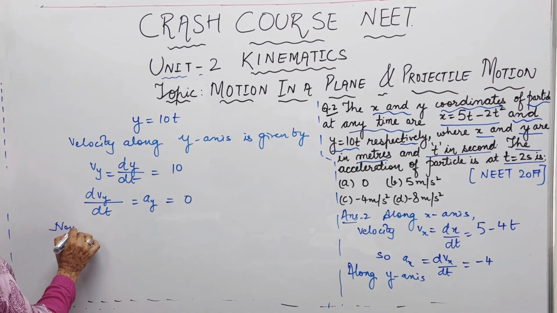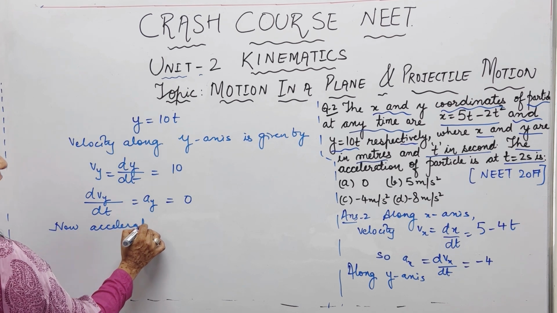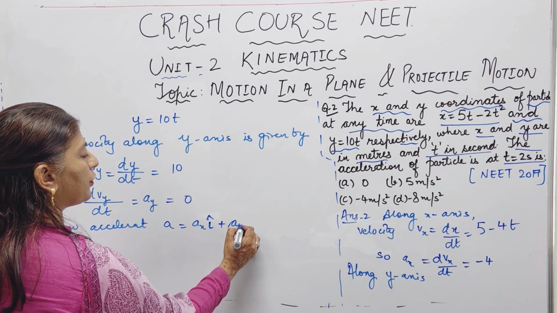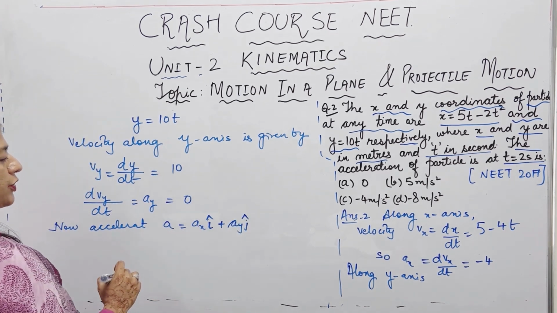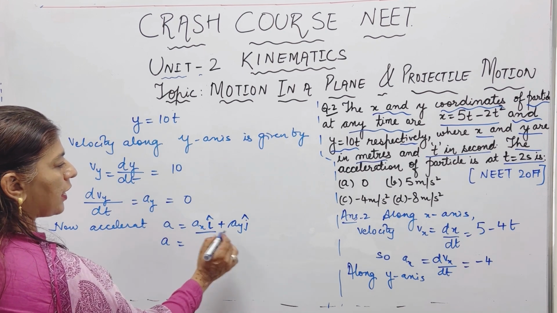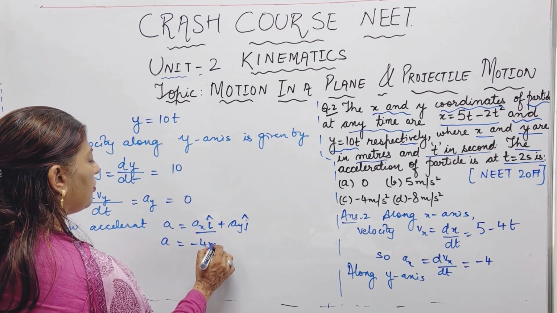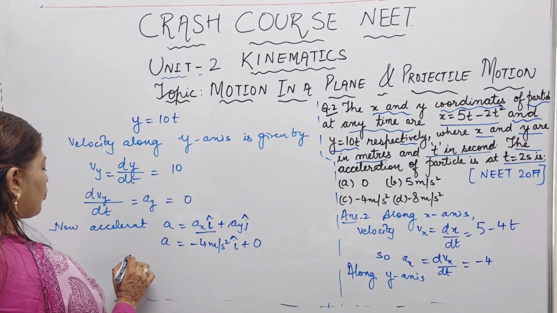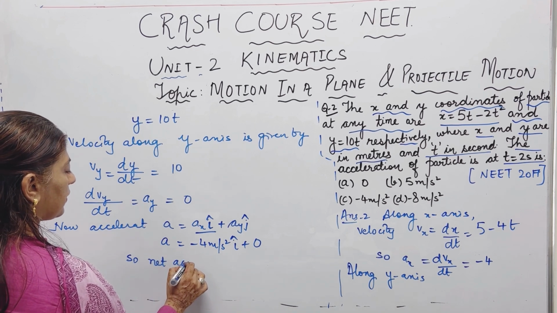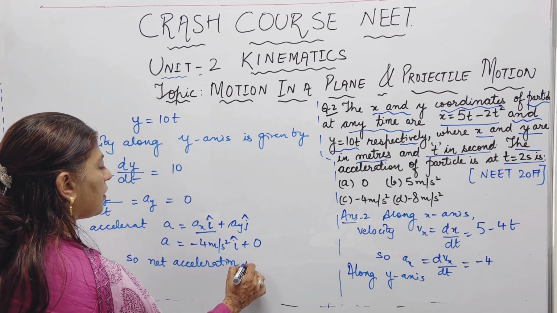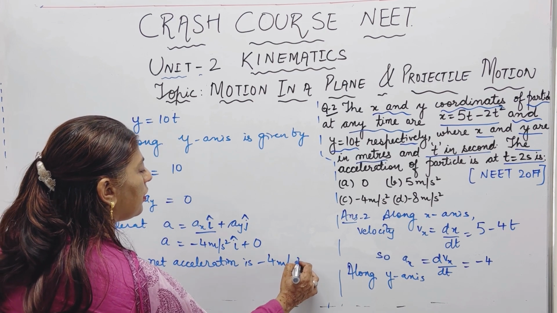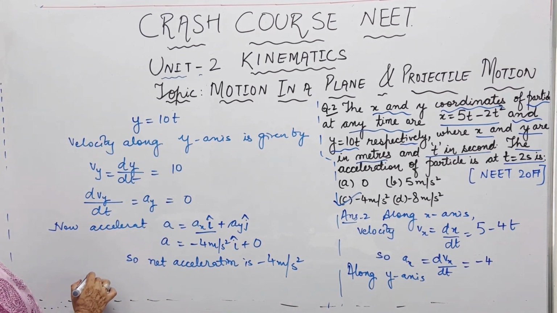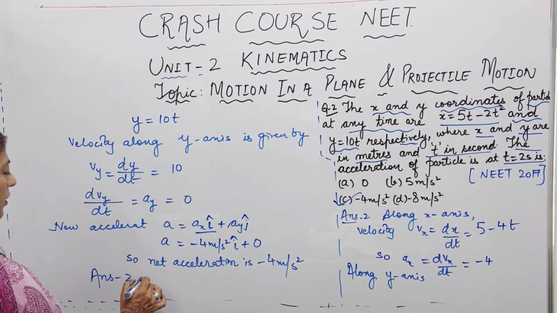So now acceleration a is equal to ax, its component along x direction, and the component along the y direction. So this comes out along x-axis, that was minus 4 meter per second square, and along y-axis it is 0. So net acceleration is minus 4 meter per second square, and the option is C. So the answer for the second is the C option.